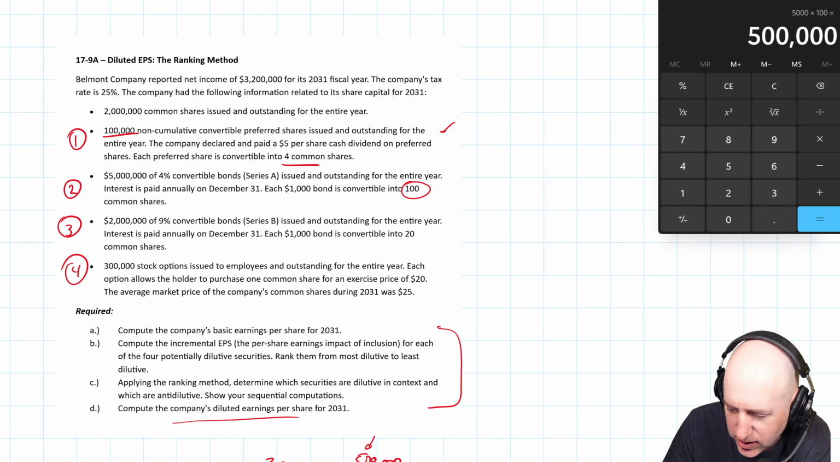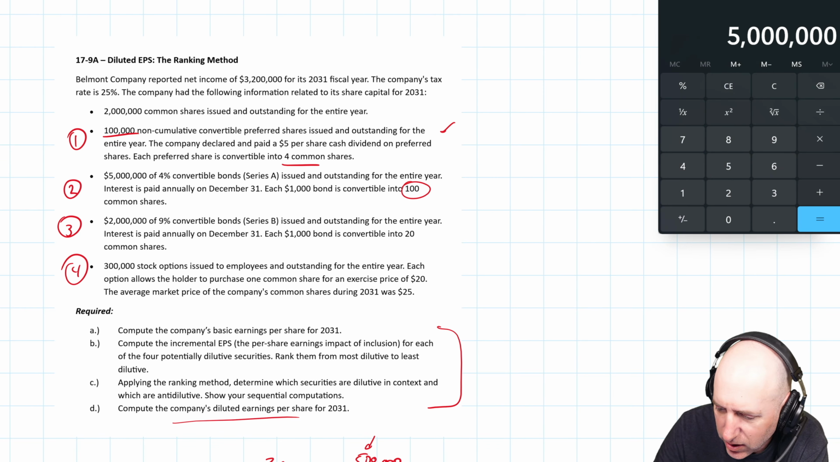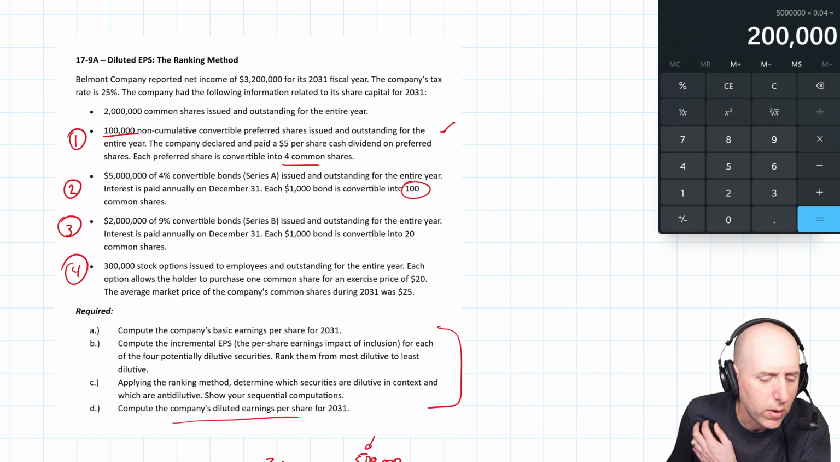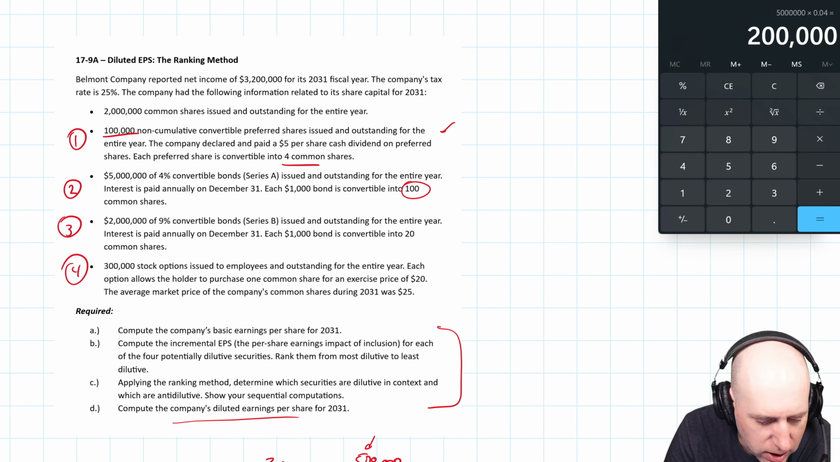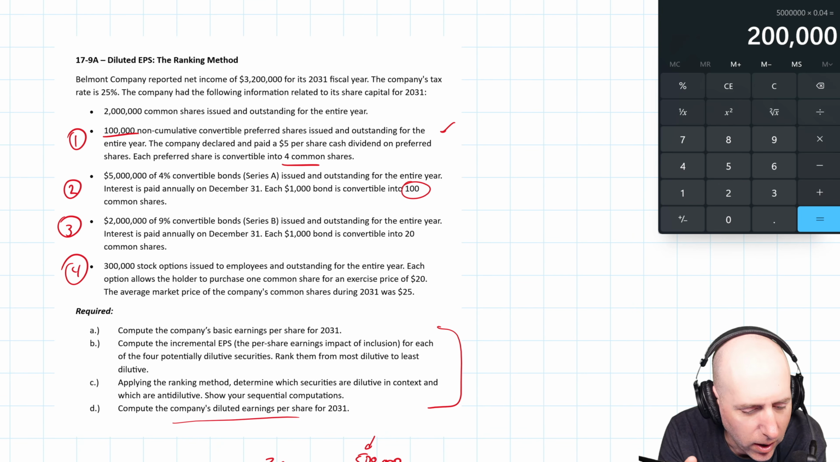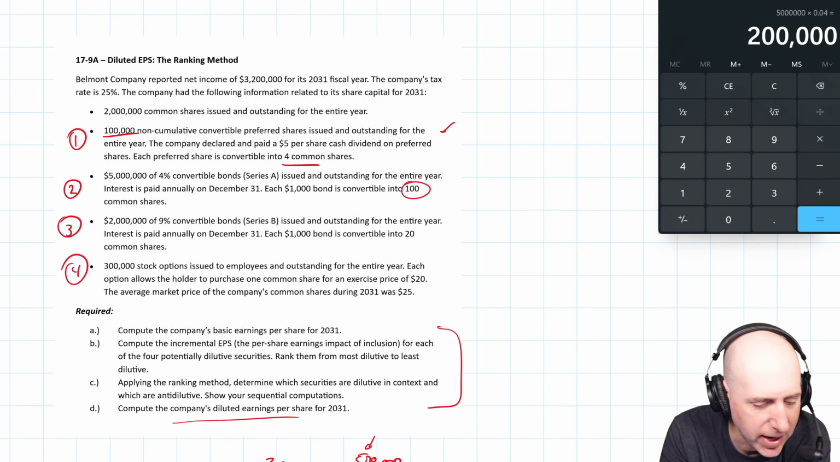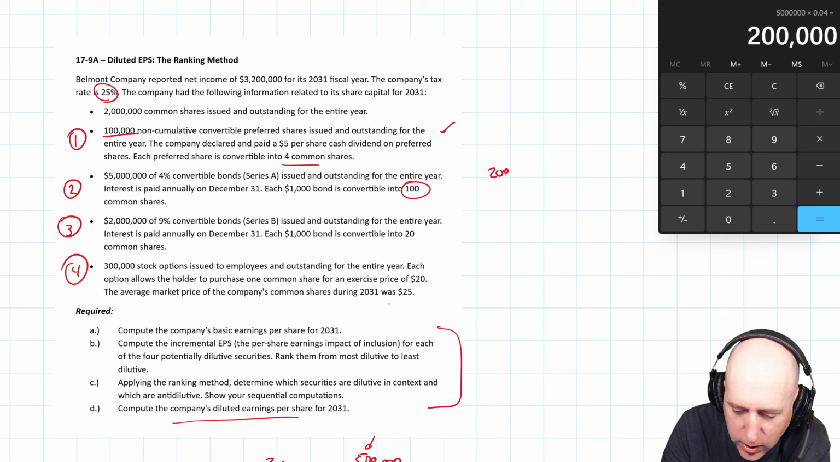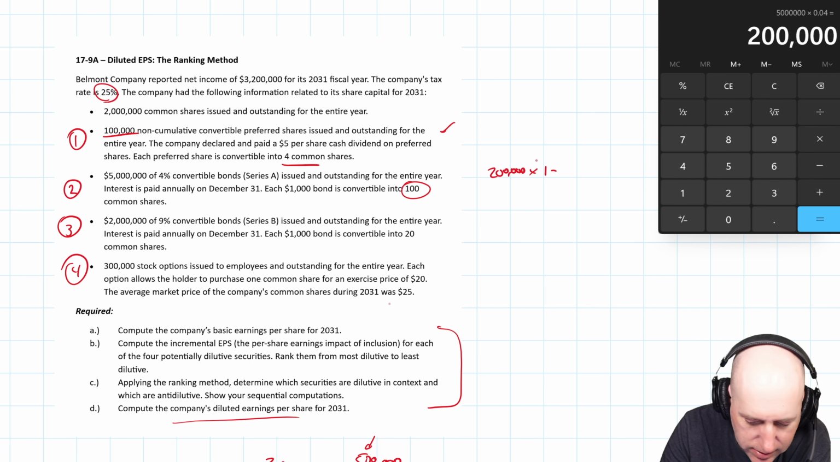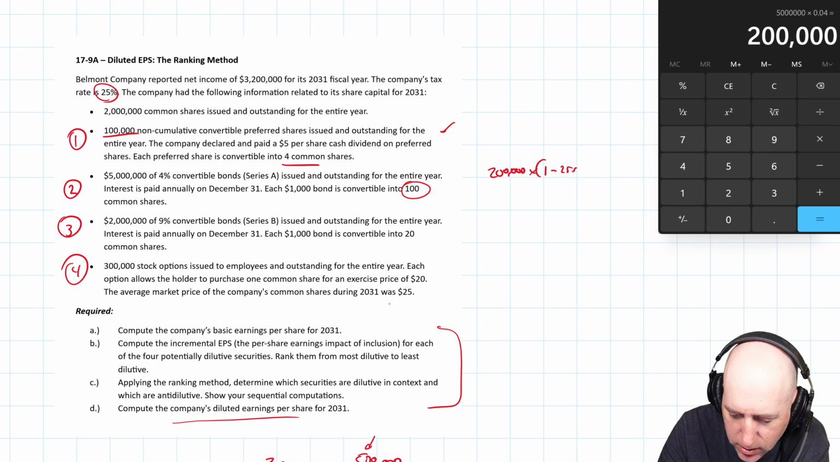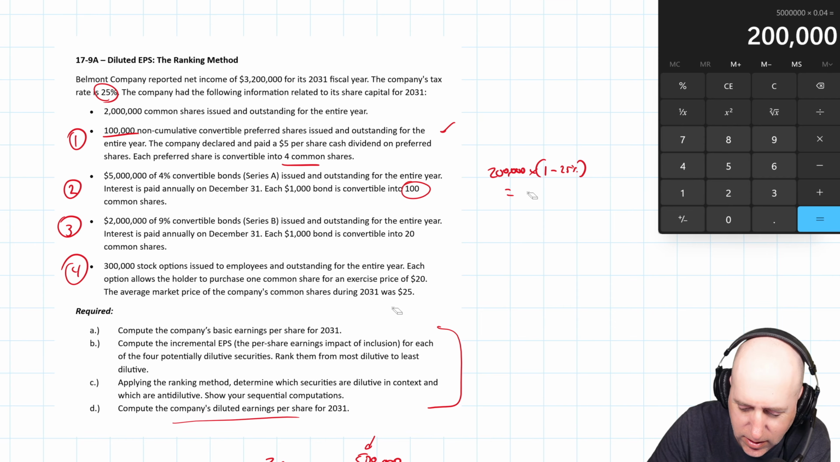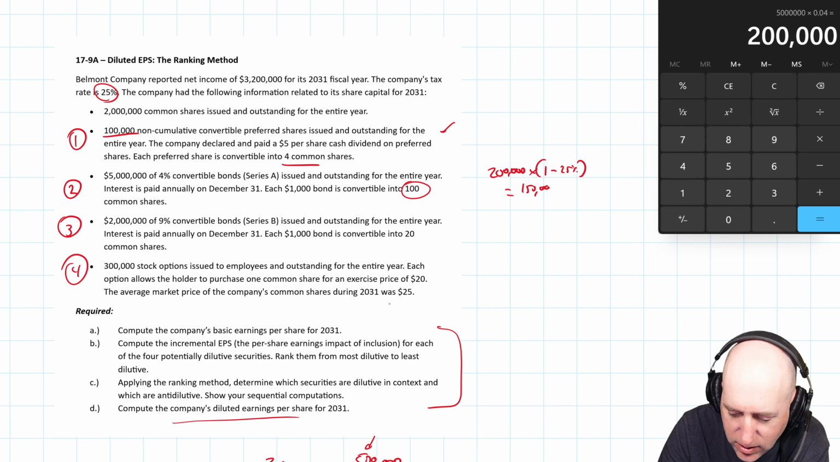interest savings, right? That's the benefit here. $5 million times 0.04, $200,000 interest reduction, but we know that's not the after-tax amount. That's pre-tax. We've got to take out the tax. The way you take out the tax is you go, okay, I'm saving $200,000 in pre-tax dollars, multiply by 1 minus the tax rate, 1 minus 25%. So we're going to multiply by 75%. It's not $75,000, it's $150,000.